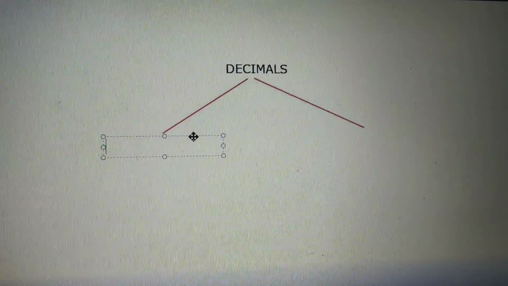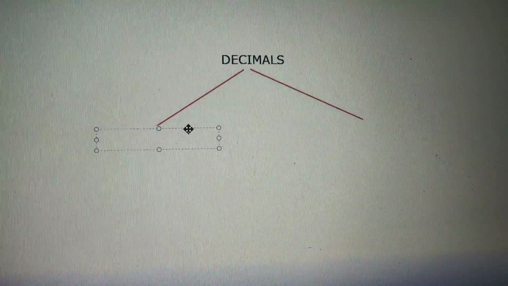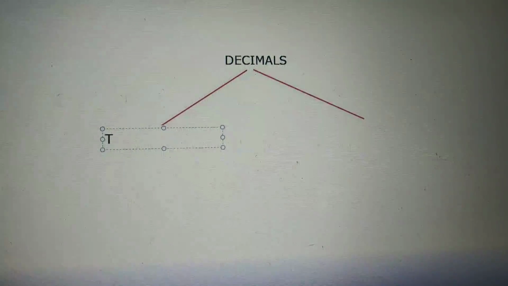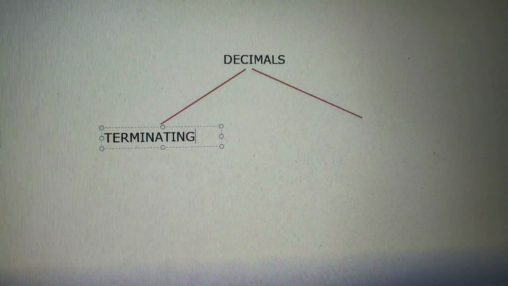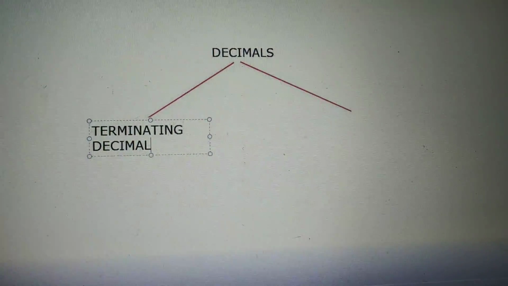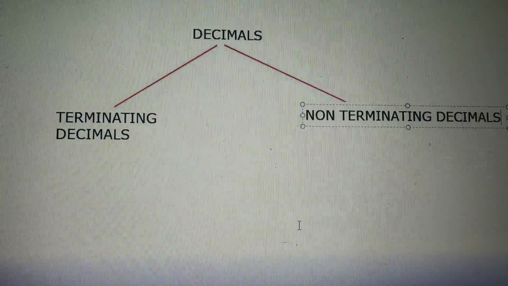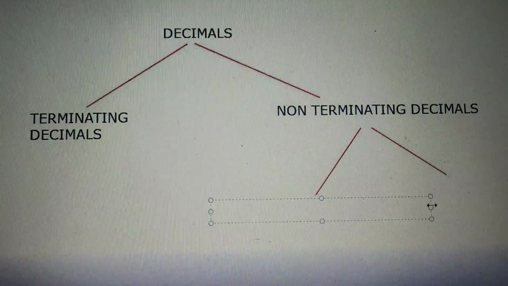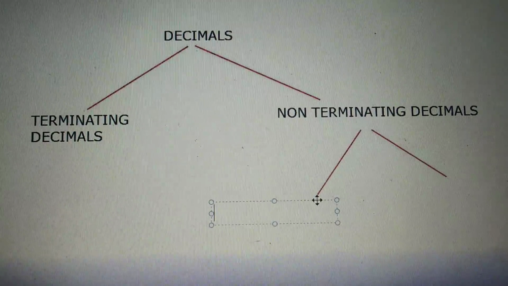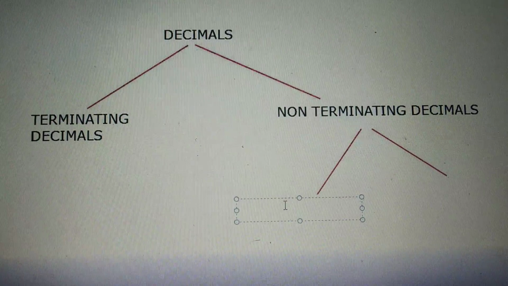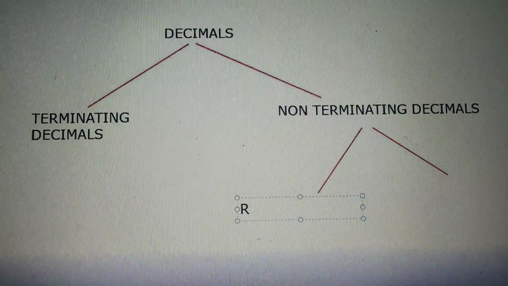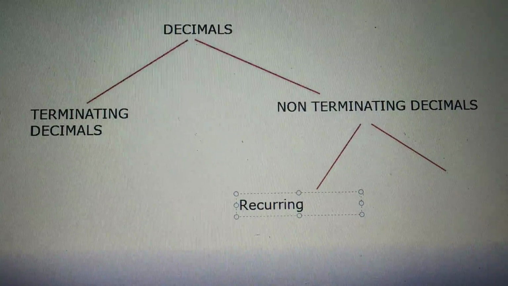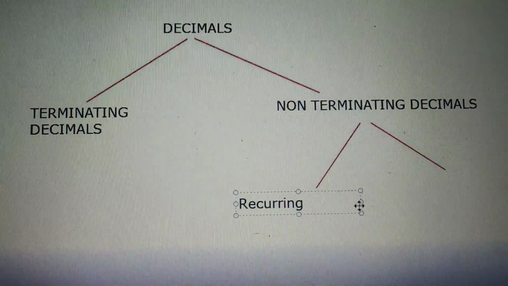Decimals. In this video, we are going to study about decimals. There are two types of decimals. One is terminating decimals and the other is non-terminating decimals. Non-terminating decimals are again of two types, recurring decimals and non-recurring decimals. Recurring means repeating and non-recurring means non-repeating.